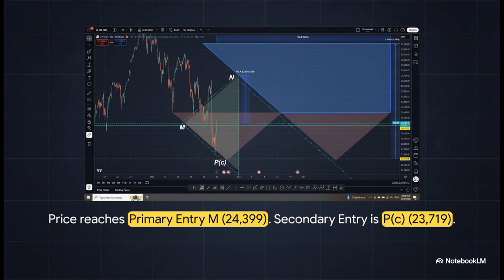And here we go. This is the first key moment on the chart. The system officially kicks off Phase 1 right as the price hits that primary entry point. That's level M at 24,399. But notice, there's also a secondary entry level that's defined, P of C, down at 23,719. This gives the model two distinct points to potentially build a position from.